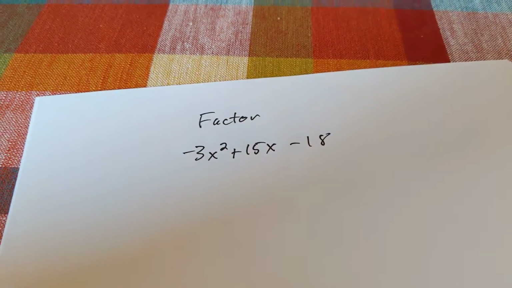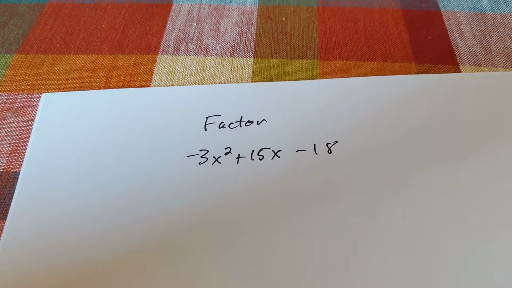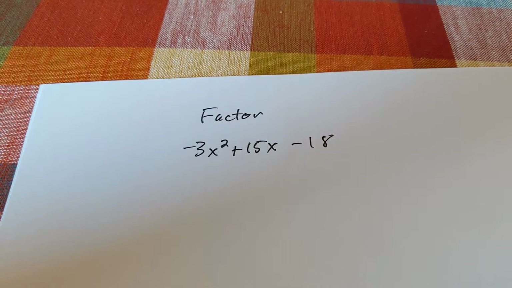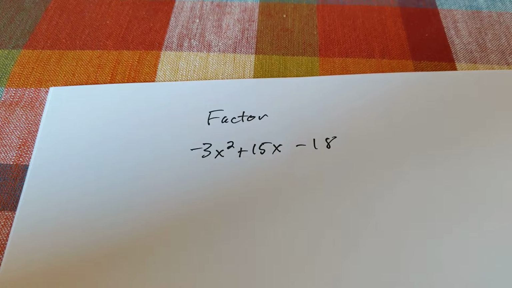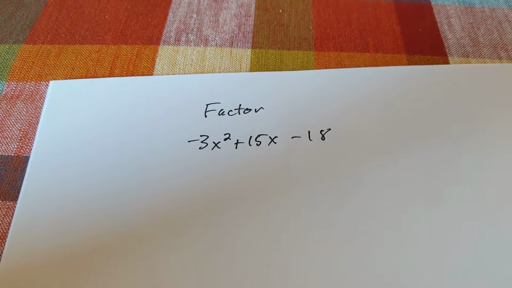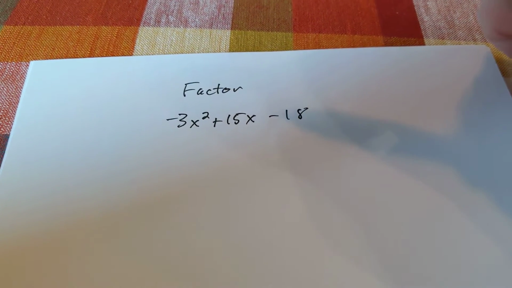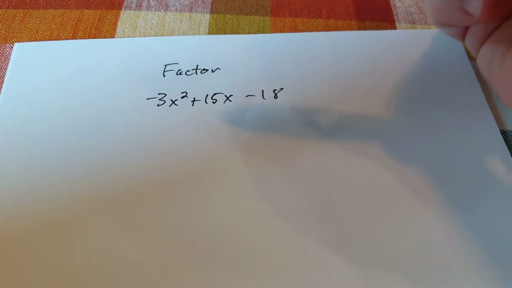I have a few Algebra 2 students that are factoring trinomials like this. So I think you should always factor out the greatest common factor in any problem when you're factoring. Factor out the greatest common factor first, or at least try to.